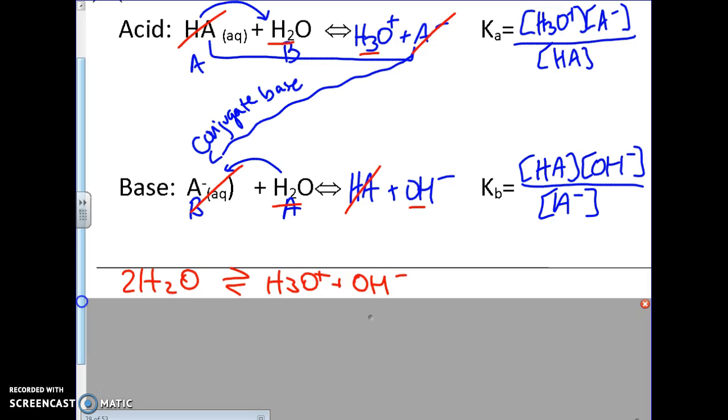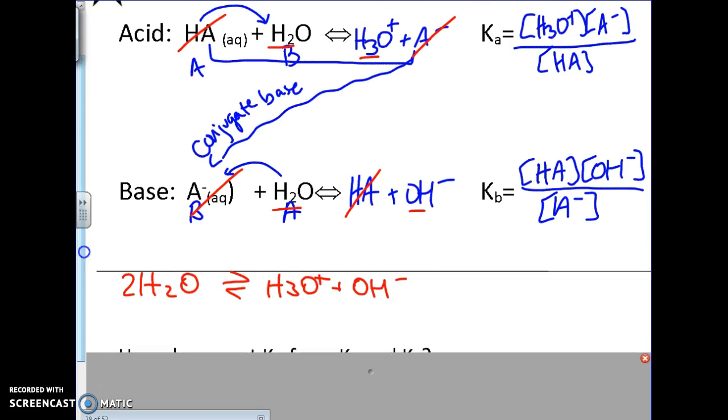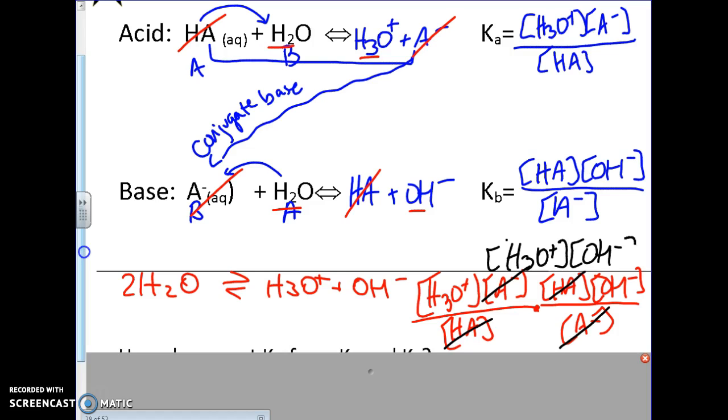Looking at the Ka and Kb expressions, I'm going to multiply them to show you what this equals. So when you take hydronium, A minus, and HA, times HA, hydroxide, and A minus, you'll notice similar cancellations occur. The A minus is on top and bottom, so it cancels, and the HA is on top and bottom, so it cancels, leaving us with only hydronium ion concentration times hydroxide concentration. This should resonate with you as the Kw constant.